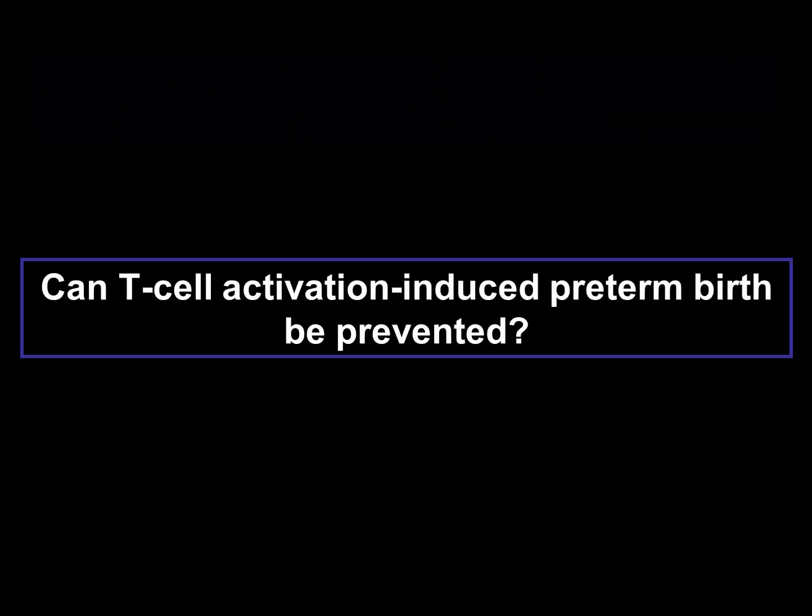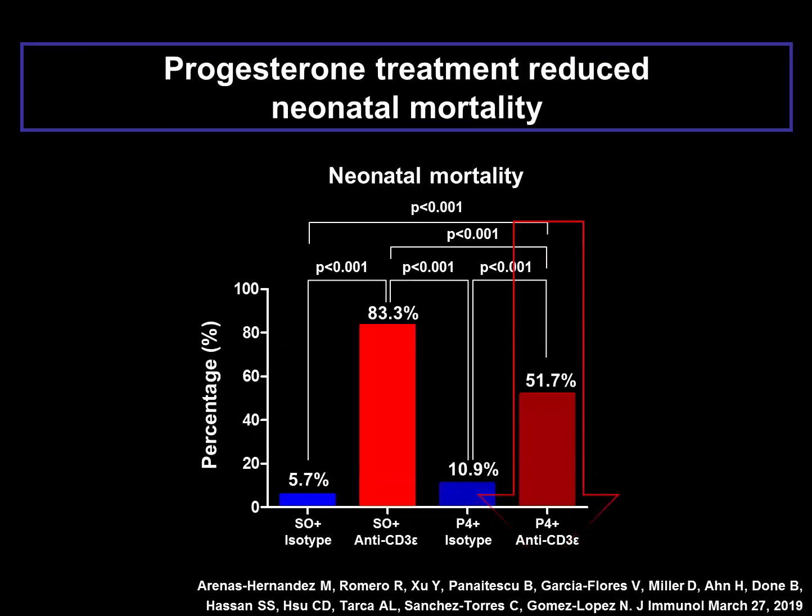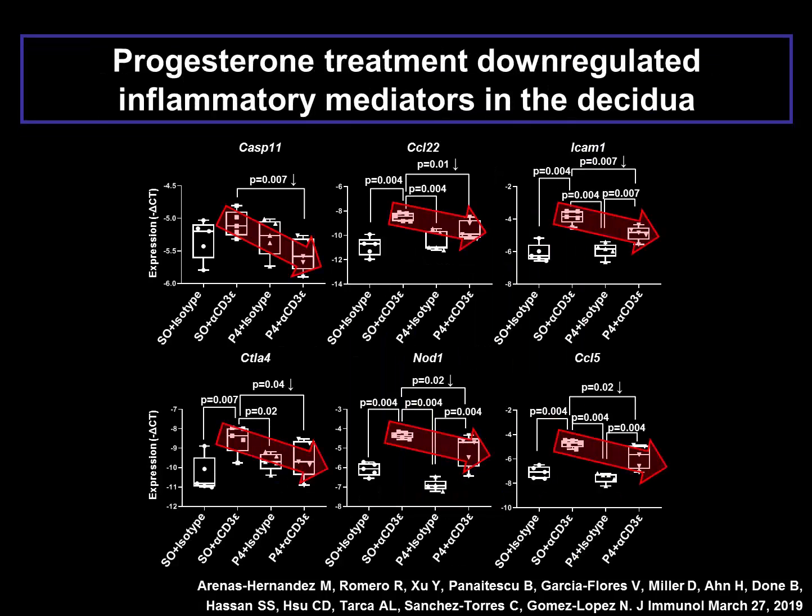Finally, we asked whether T cell activation-induced preterm birth can be prevented. Treatment with progesterone reduced the rate of T cell activation-induced preterm birth and the rate of neonatal mortality, mediated in part by the downregulation of pro-inflammatory mediators.